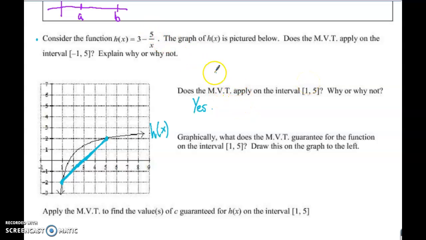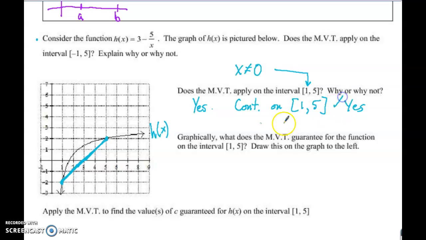What you want to double check is, well, I guess I could have done that in the previous problem, that the only undefined value was x equals 0. Well, 0 is not in that interval. So is it continuous on 1 to 5? Yes. Maybe a check mark. Is it differentiable on the open interval?